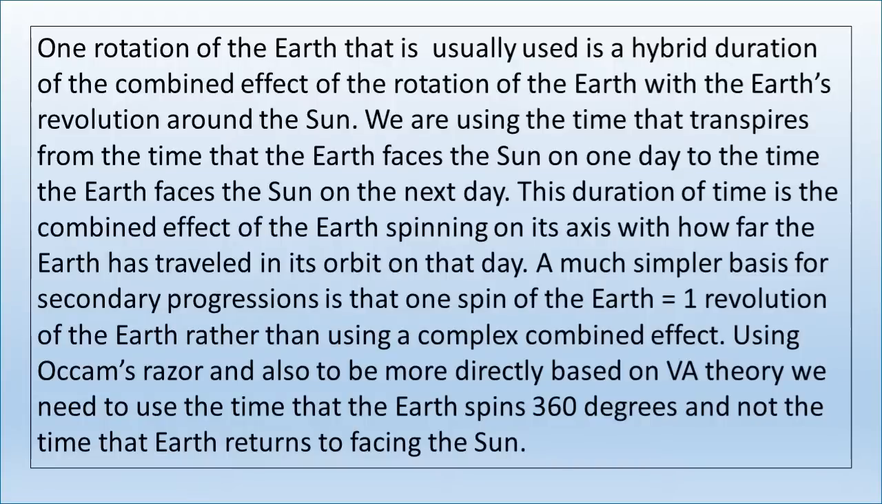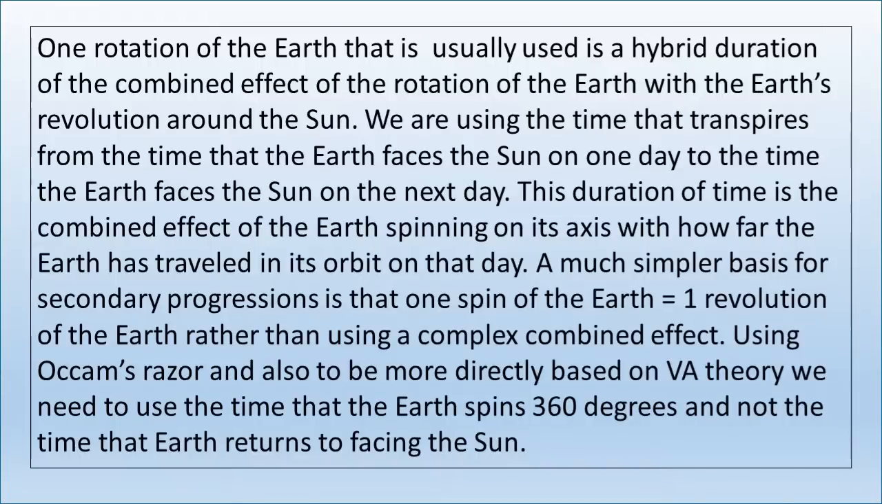The solar day is the time it takes for the Earth to return to facing the Sun, and that time is a combination of the speed of the Earth rotating on its axis and the speed with which the Earth is going around the Sun. So it's a hybrid. It's a combined effect of the Earth spinning on its axis with how far the Earth has traveled in its orbit in one day.